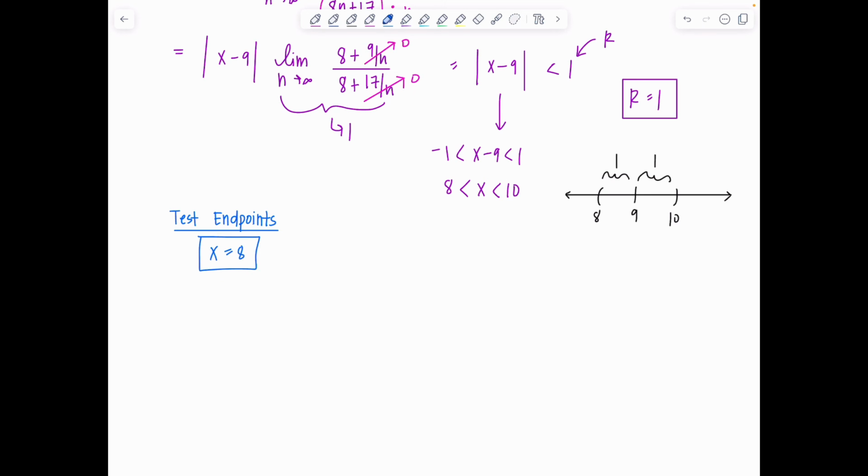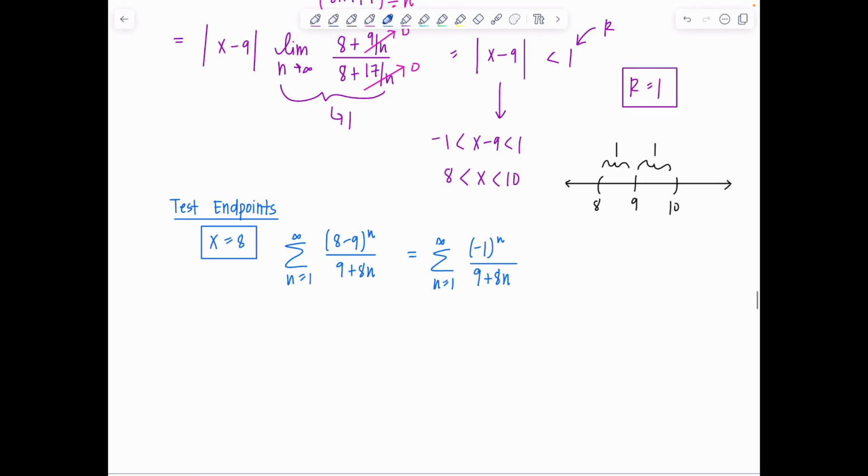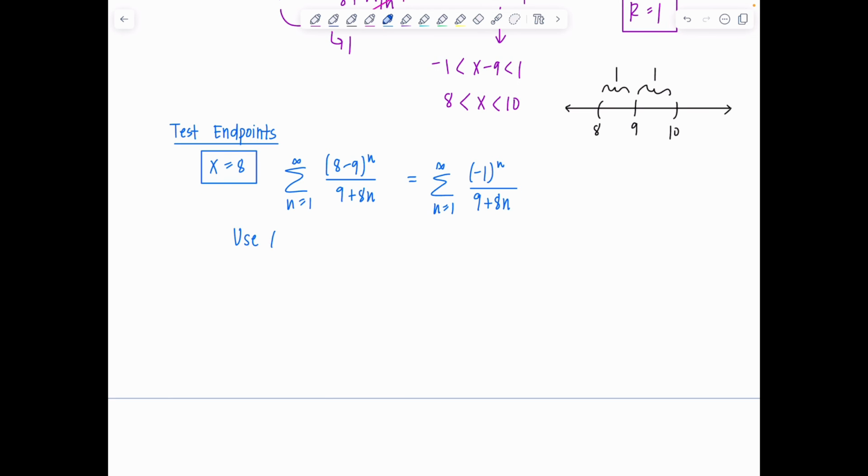X equals 8. So we have the sum, n equals 1 to infinity, (8 minus 9) to the n over 9 plus 8n. And this is going to simplify to the sum, n equals 1 to infinity, (negative 1) to the n over 9 plus 8n. What test do you think we can use? It needs to be AST. It certainly does. So let's go ahead and use AST. What's Bn? 1 over 9 plus 8n.